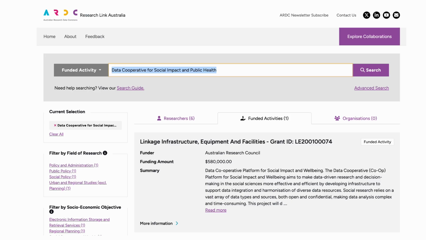Now, moving into the actual capability available, once you look at the portal, the front interface of this one, you can see information about the grants that are publicly funded. You can see the information about the researchers and about organizations.